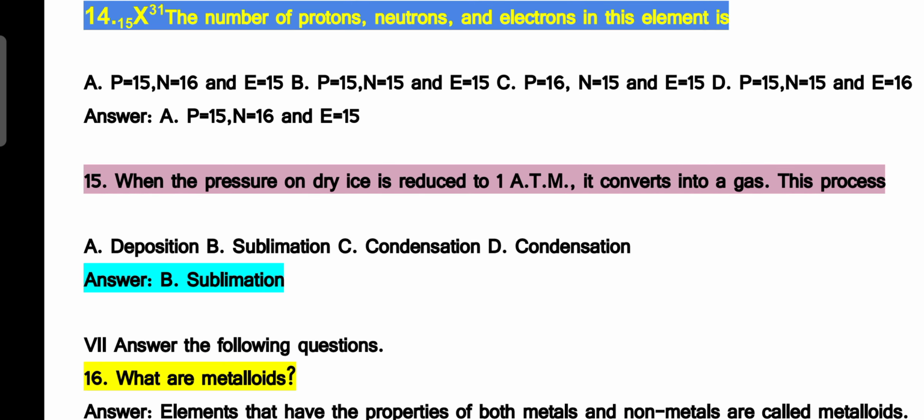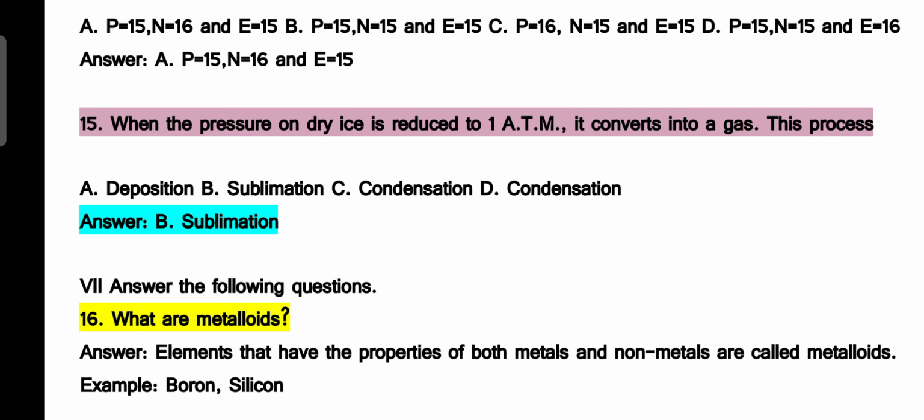So just find the neutron number. Atomic number itself will be the proton and the electron number. The only thing you have to calculate is the neutron number by subtracting the atomic number from the atomic mass number. That will be given in the question itself.